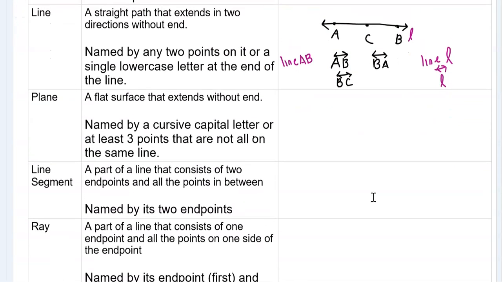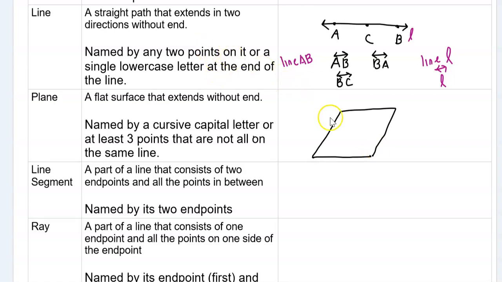Our final undefined term is a plane. And a plane is a flat surface that extends without end. So just like a line is infinitely long, a plane is infinitely big, but in 2 dimensions instead of 1. So I could show a plane by drawing something similar to a parallelogram. I like drawing a parallelogram because it gives it an angle rather than trying to draw a flat surface on a flat piece of paper.